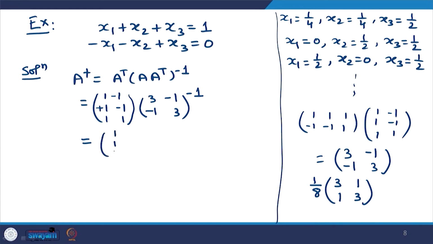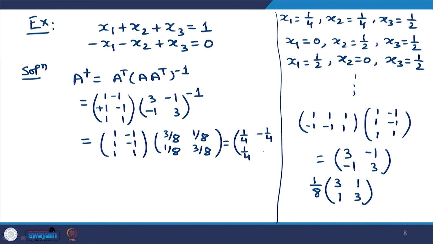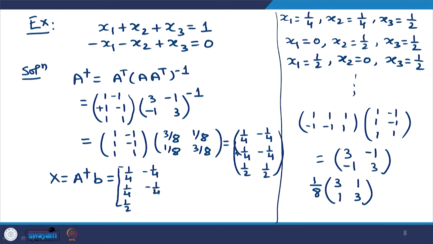So, it will be A transpose times 3 by 8, 1 by 8, 1 by 8, 3 by 8. So, this equals 1 by 4, 1 by 4, then minus 1 by 4, 1 by 4, and the last row will be 1 by 2, 1 by 2. Now, the minimum norm solution is this into B. So, it is this matrix into B, and B is 1 0.